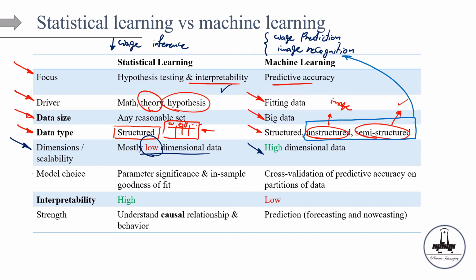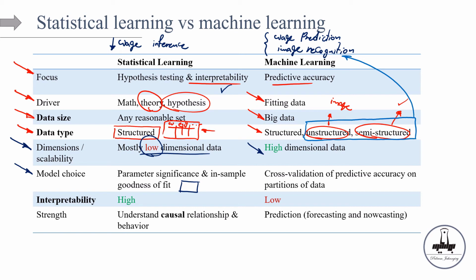Okay, then the next one is model choice. In statistical learning, we are interested in parameter significance and mostly in-sample goodness of fit, right? Because remember, at the end of the day, you want to make inference using one data set. You're not trying to make prediction, right? So you don't necessarily need to divide the data set into train and test sets. Basically, using your train set, you want to see whether the model is doing a good job or a bad job, right?